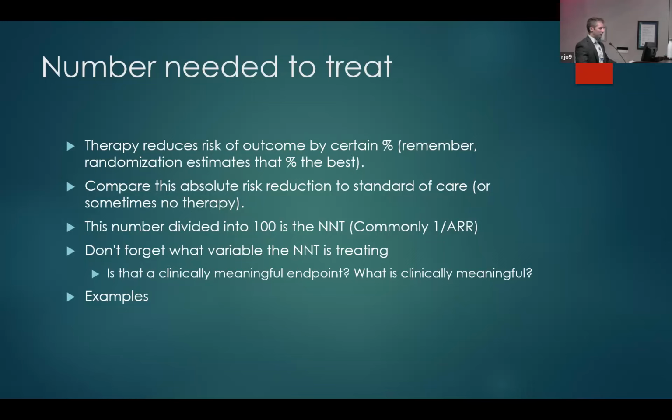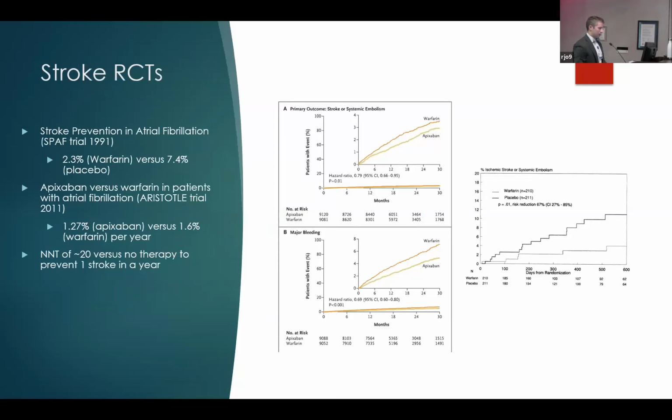Okay, and don't forget what variable the number needed to treat is actually treating. Sometimes it's a surrogate endpoint that may not be clinically meaningful, and we'll give examples of that too. Okay, we talked about the TPA a little bit. So let's start with stroke. It has a ton of data, always fun to look at.